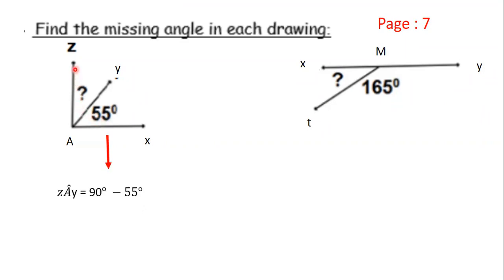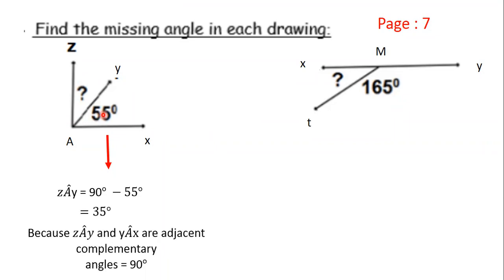So to find the measure of ZAY, I subtract 90 minus 55, which will give me 35, because ZAY and YAX are adjacent and complementary angles. So their measure is equal to 90 degrees. I have to put the reason.